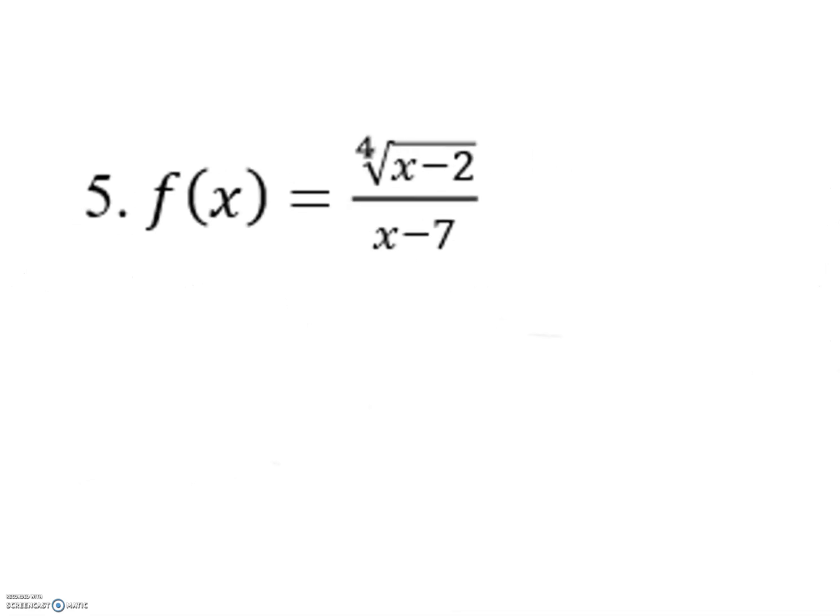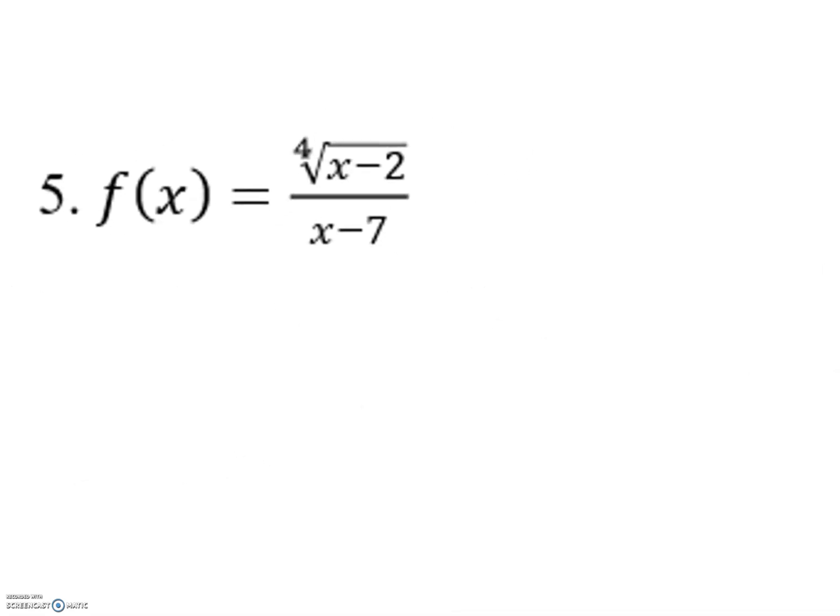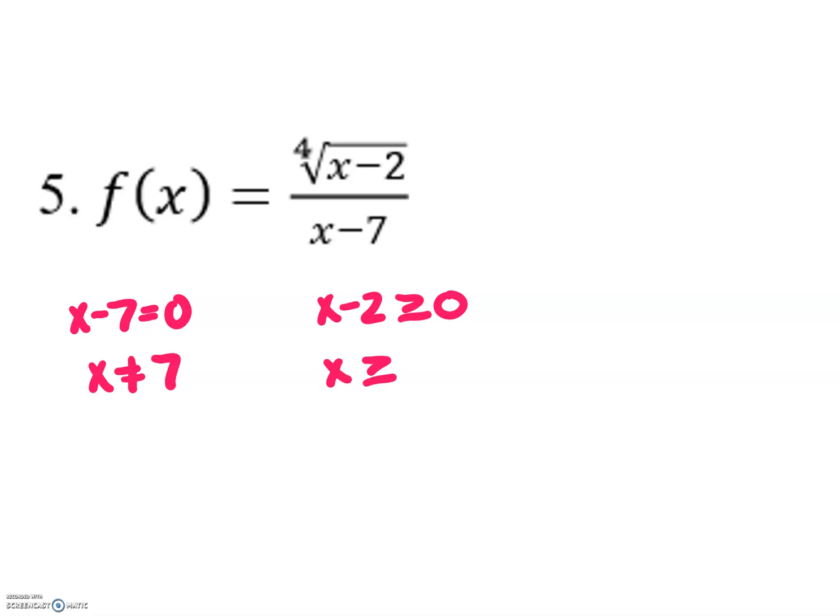Alright, let's take a look at a couple more. Now my fifth one, number 5, notice, again, this is going to fall under both cases. I have an x in the denominator, so I'm going to take my denominator, set it equal to 0, so I'm going to get x cannot equal 7. Then I also have a radical with an even index, so I'm going to take my radicand and set it greater than or equal to 0. So in this case, I set it greater than or equal to 0. I'm going to get x has to be greater than or equal to 2.